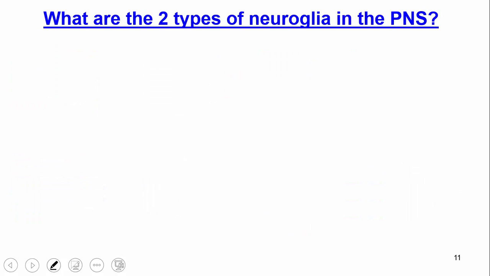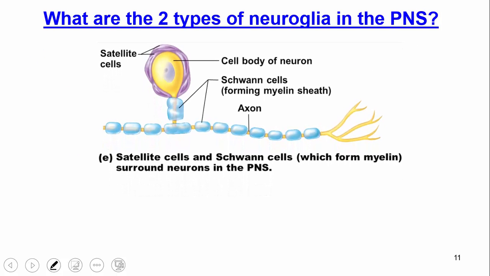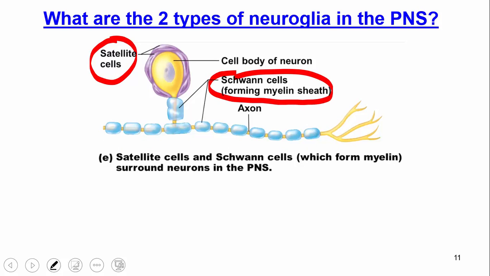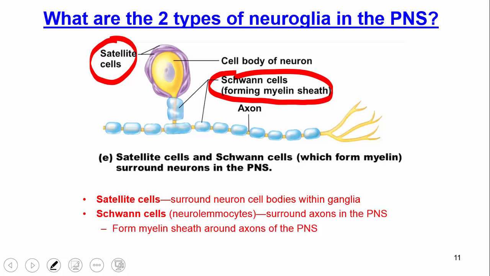Okay, so let's go ahead and talk about those other things now. Let's talk about the two neuroglial cells in the peripheral nervous system. Well, there's two here, right? There's satellite cells that you see right here, and there's Schwann cells that you see right here. The satellite cells surround the cell bodies within the ganglia, really a source of protection. That's what they do.